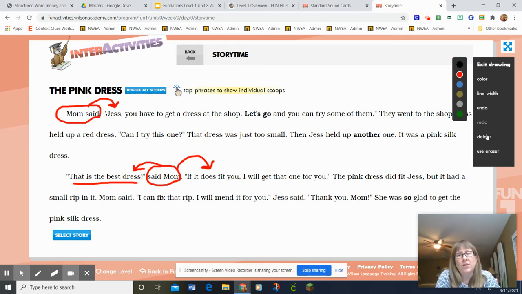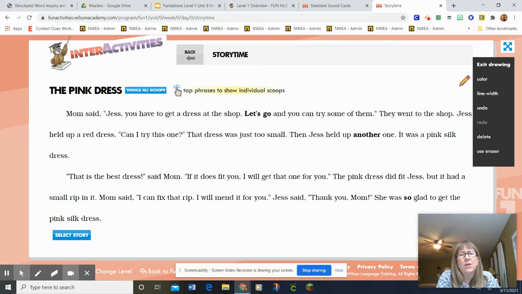This one, I want you to figure out who said this one. Can I try this one? Who said that? I don't see anything saying a name. I don't see the word said. How am I going to figure this out? Look at the story and tell me who says, can I try this one?